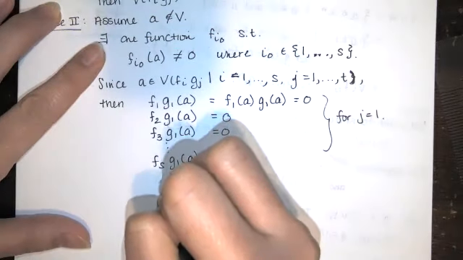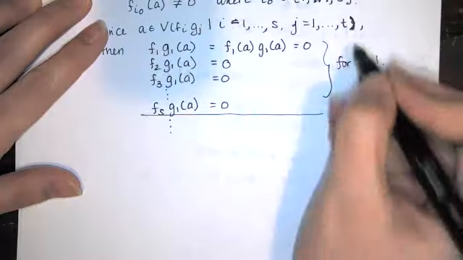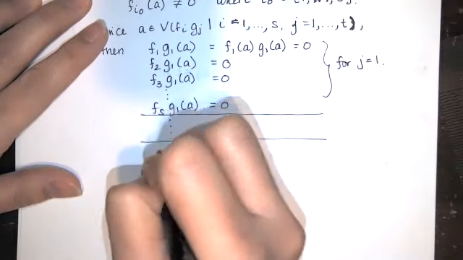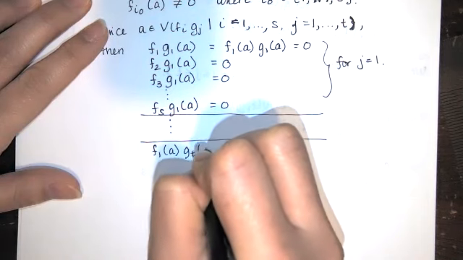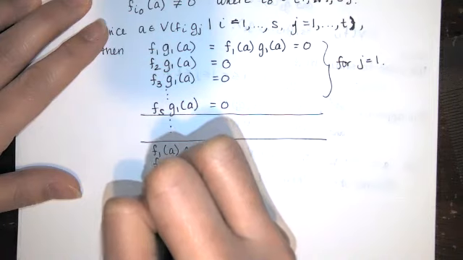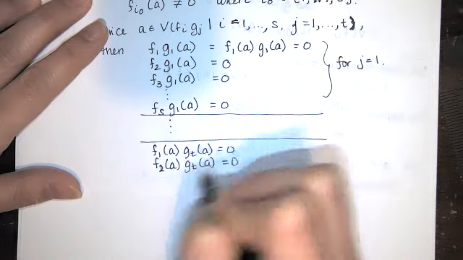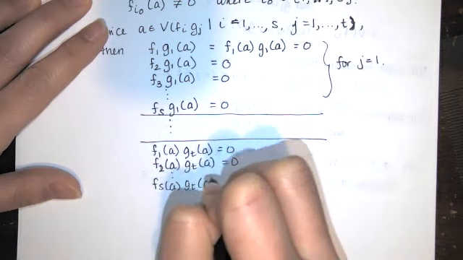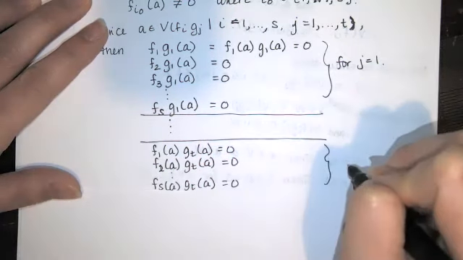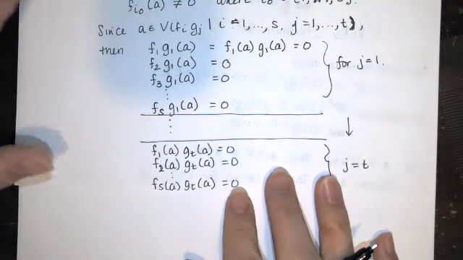And this continues to hold for j equals 2 and j equals 3 and j equals 4 all the way through j equals T. So eventually we're going to have f sub 1 of A times g sub T of A is equal to 0, and f sub 2 of A times g sub T of A is equal to 0, and f sub S of A times g sub T of A is equal to 0. So this is i equals 1 through S. We're going to have all of these equal to 0.